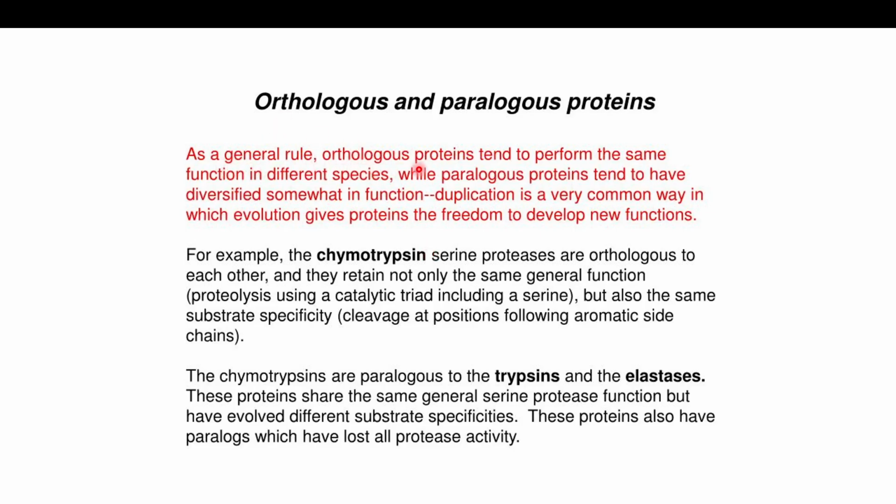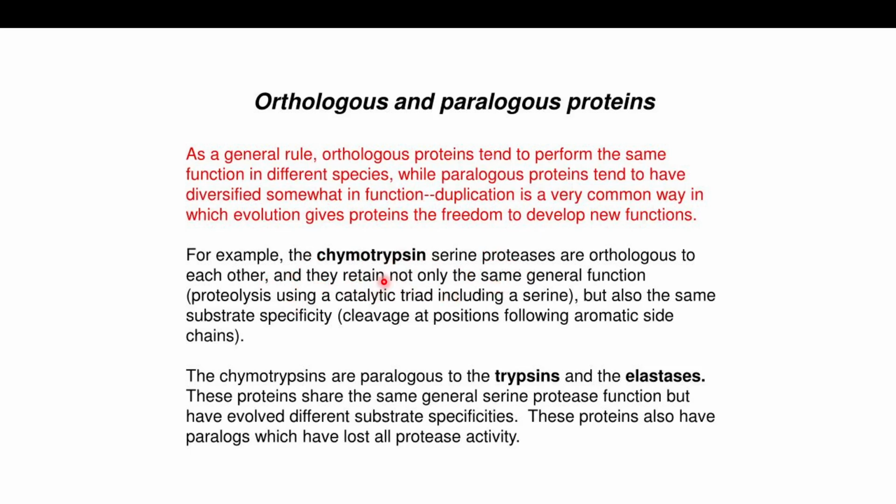As a general rule, orthologous proteins tend to perform the same function in different species, while paralogous proteins tend to have diversified somewhat in function. Duplication is a very common way in which evolution gives proteins the freedom to develop new functions. For example, chymotrypsin serine proteases are orthologous to each other. Chymotrypsin is an enzyme, serine proteases are also an enzyme, and these are orthologs of each other.